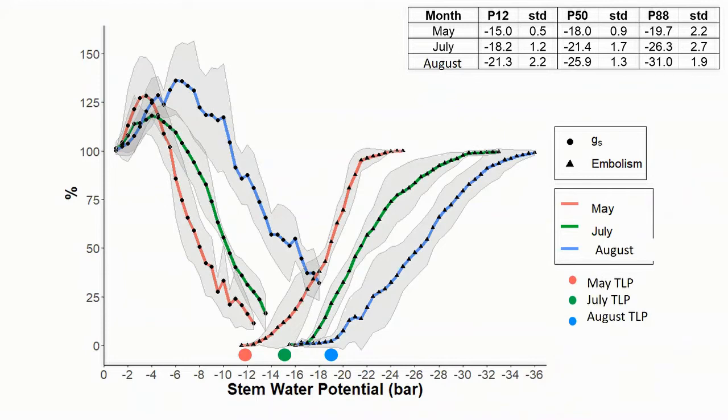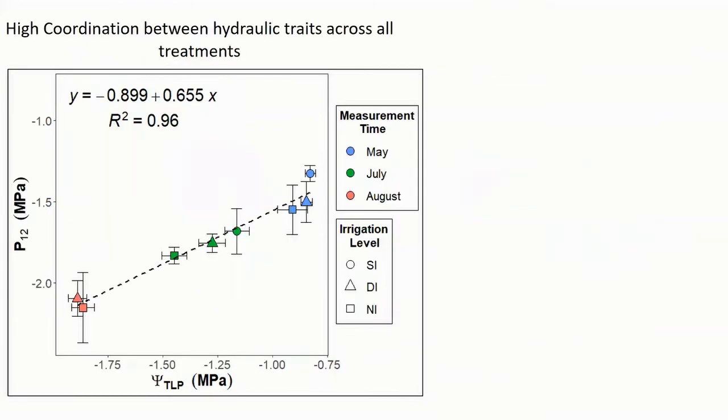Okay, and I should point out that I'm showing you here again the non-irrigated treatment, but we had 2 other treatments. One of them was super irrigation, plants that were irrigated 24 hours a day. And the other is deficit irrigation, plants that got some irrigation. You can see here that all of our treatments had high coordination between all of the hydraulic traits. This is the turgor loss points of all the different treatments, and this is the P12, and you can see a very nice regression.